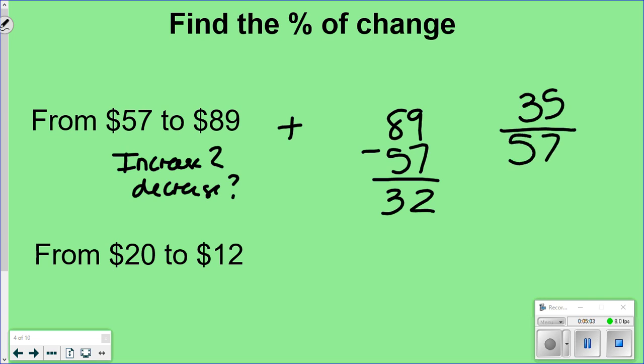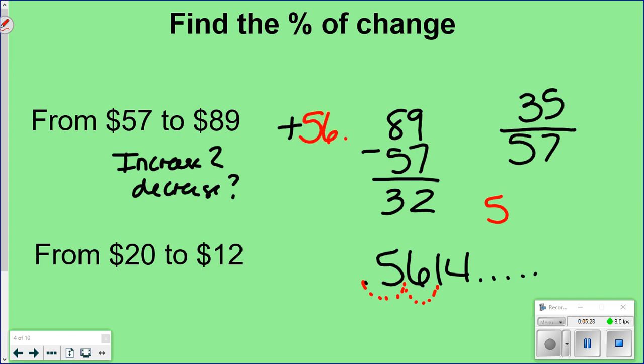Okay, what I'm going to do with those two things is divide them. 32 divided by 57, and I get 0.56. It gives me a really terrible decimal, 0.5614, and then it keeps going on and on. So to change this to a percent, I will take my decimal and move it 2 spaces to the right. My percent of change would be an increase of about 56.1% if I were going to round it to the nearest tenth.